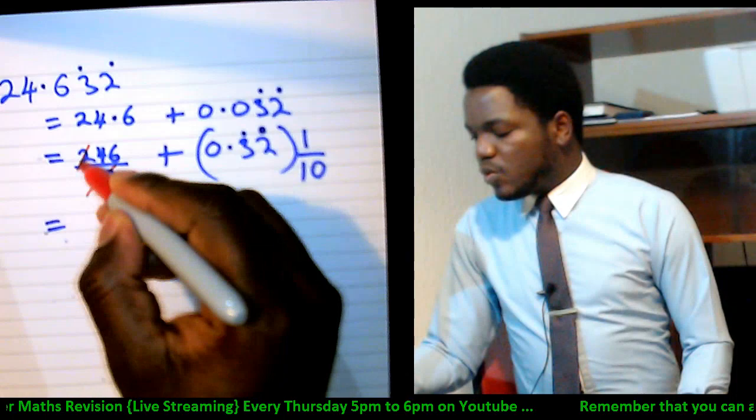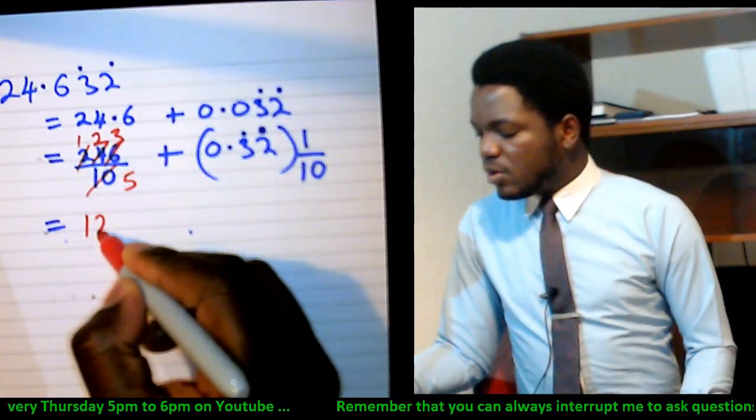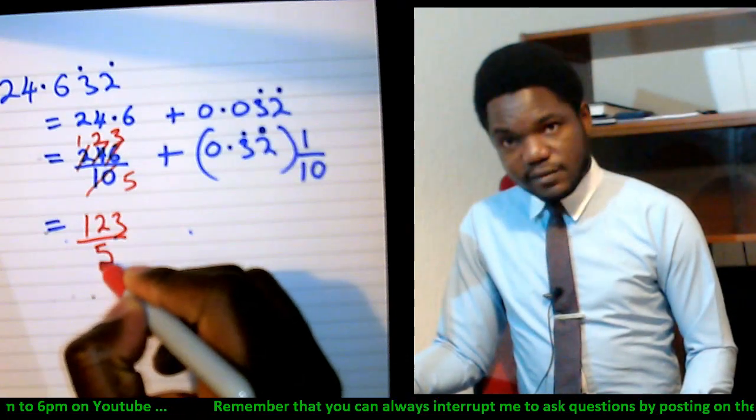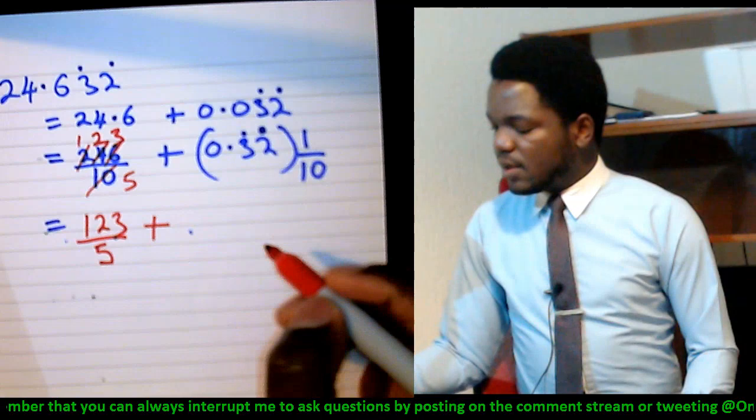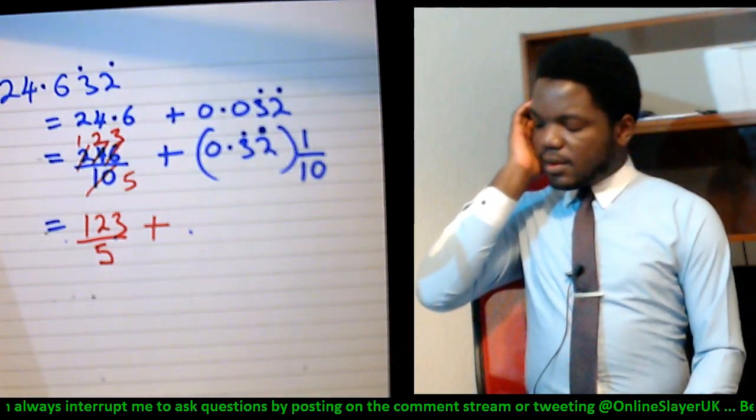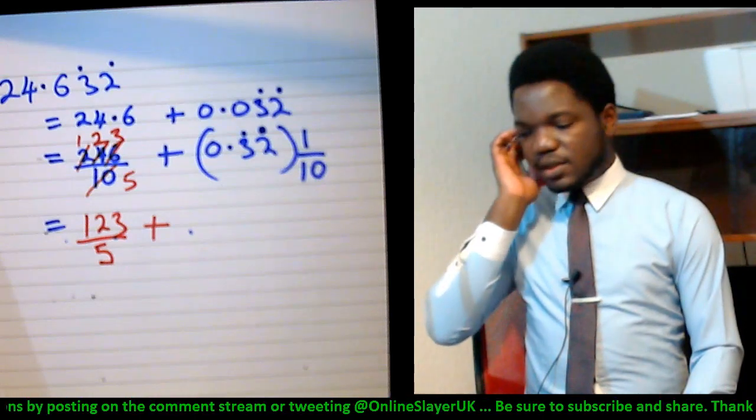2 in 2 is 1, 2 in 4 is 2, 2 in 6 is 3. So you've got 1, 2, 3 over 5. There is a plus sign here. Okay. Now this is interesting. Something has just come to my attention.